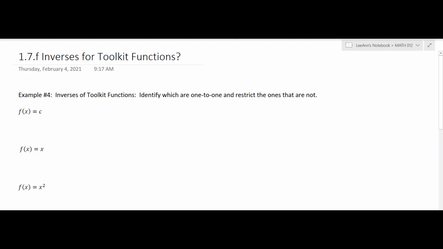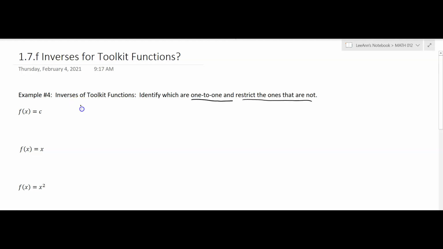So now we're going to talk about the toolkit functions and whether they have inverses or they don't have inverses, or what the situation is. Now, for functions, remember, we have to have it be a one-to-one function if it's going to have an inverse. If it isn't one-to-one, sometimes we can restrict functions so that they will be one-to-one. So if we find one that's not one-to-one and we can restrict it so it'll be one-to-one, then we're going to do that. So this is going to be a good chance for us to review the toolkit functions.